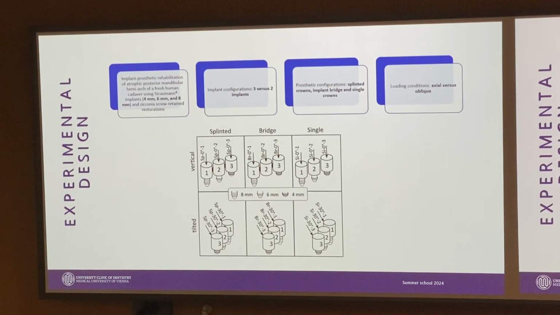failures. The study involved, as I already mentioned, the establishment of FE models representing atrophic mandibular sites using fresh human cadaver specimens, and these sites were restored by short implants to support a 3-unit zirconia prosthesis and to simulate various configurational effects. The study variables included implant length, implant number comparing 2 to 3 implants, prosthesis design such as single crowns, implant bridge, and splinted crowns, and also loading direction comparing vertical to tilted or oblique loading.